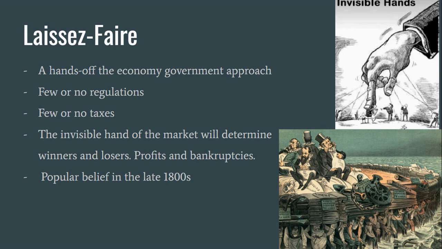The prevailing economic policy of the government in the time period is called laissez-faire, which means the government takes a hands-off approach to regulating the economy with few or no regulations of companies and few or no taxes. The thought process is that the invisible hand of the market will determine winners and losers. The most efficient and effective companies that produce goods and services that consumers want will make profits and expand, while other companies will go bankrupt. There is also an aspect of social Darwinism to this that we will get back to later as well.